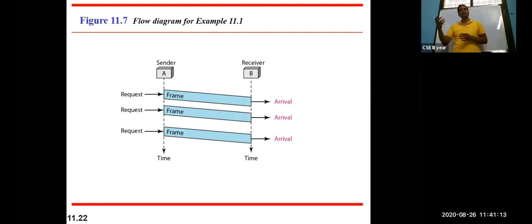And on the receiving side, when is it being received? Arrival notification. Can you see that? Whenever there is an arrival notification, the data link layer receives the frame. That's it. Very simple algorithm. Send whenever there is a request, receive whenever there is a notification. That's it. Nothing is wrong here. Nothing goes wrong here. Understood?